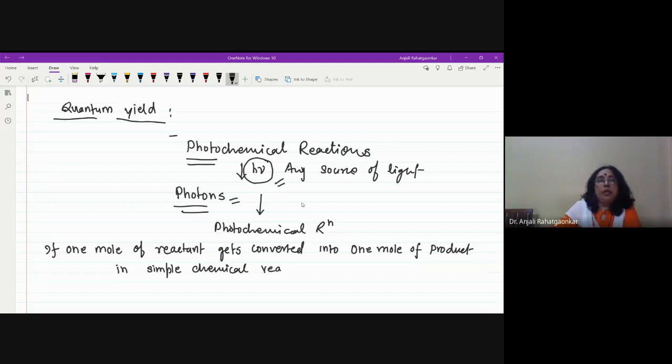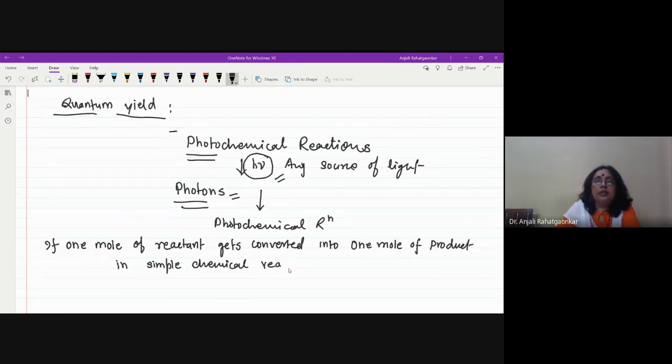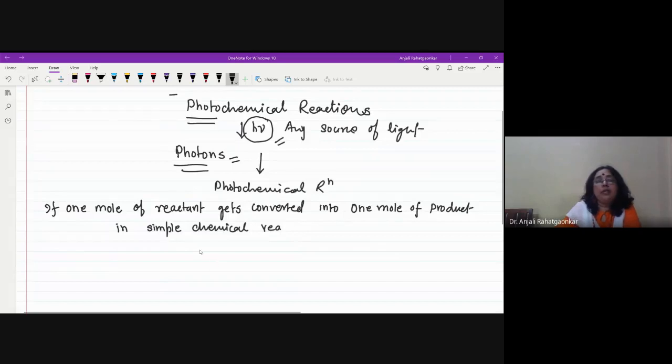Now, the meaning of quantum yield we can understand in terms of a simple chemical reaction, where we have 1 mole of reactant which gets converted into 1 mole of product. So in a simple reaction, if I have 1 mole of reactant and it gets converted exactly into 1 mole of product, the conversion of reactants into products, the output of the reaction in terms of the yield, is called chemical yield.